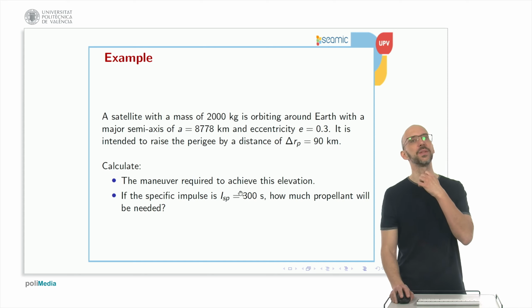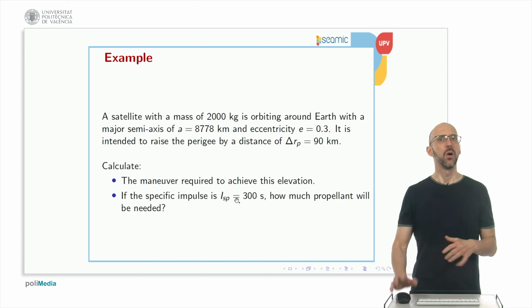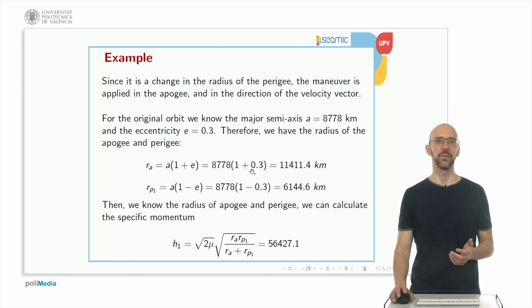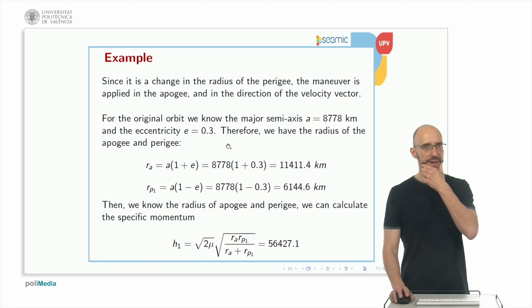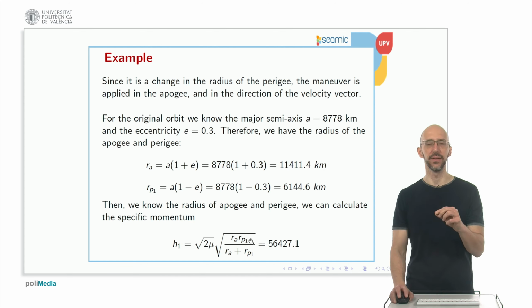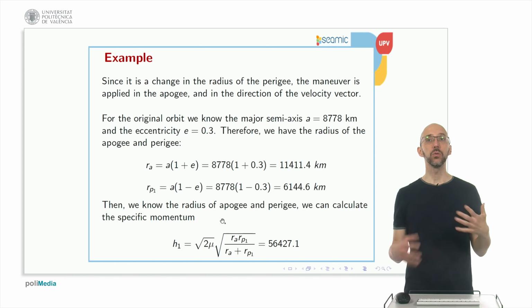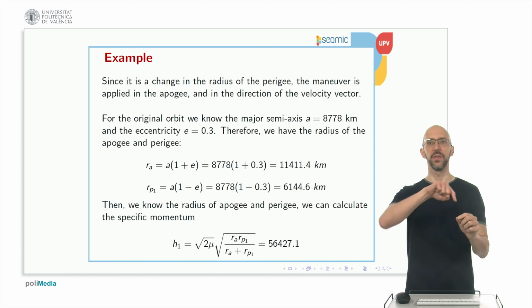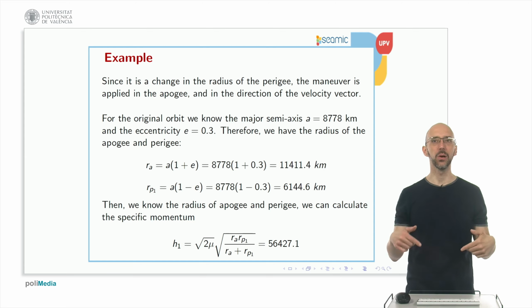And we also have the specific impulse of the satellite. All this information will help you to solve the problem. How are we going to solve the problem? Okay, perfect. First things first, the specific momentum of the orbit is calculated based on the radius of the apogee and perigee. So we need to calculate the radius of the apogee and perigee of both orbits, the initial orbit, the black one, and the pink one.